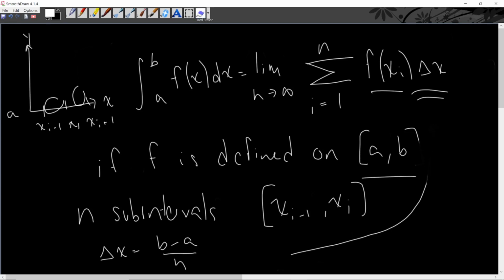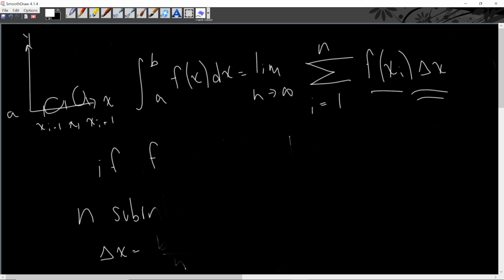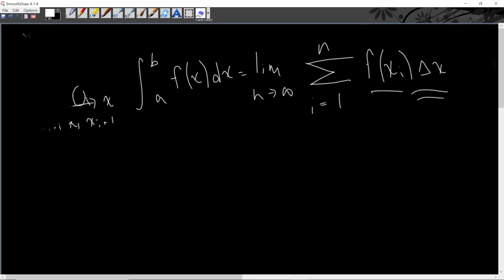I'm going to erase this. You can write this down if you want. Again, this isn't super important to understand. It's more about the idea that the definite integral is area under the curve, but it is nice to see why it is area under the curve, provided all of those ideas. We have n subintervals, we have the change in x equal to b minus a over n, so the length of the interval divided by the number of subintervals.